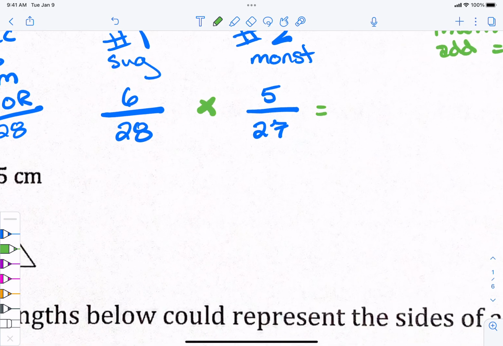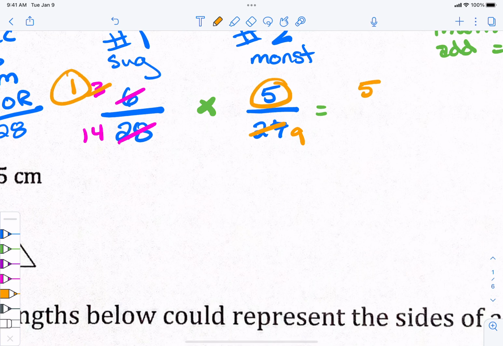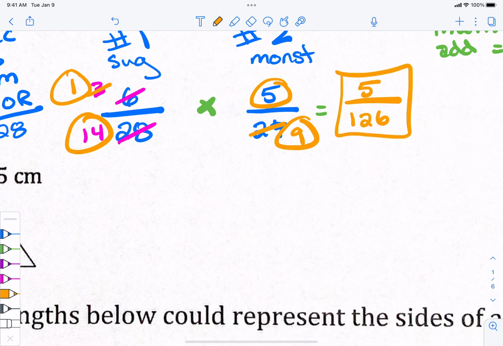All right. Now before I multiply, one of these reduces. 6 and 28 reduces. This would be 3 and 14 if I divide by 2. Also 3 and 27 reduce, 1 and 9. I can cross reduce like that, right? Anything else reduce? No. So I take 1 times 5, which is 5, and I take 14 times 9. It would be 90 plus 36, 126. So 5 out of 126 is my chances of that happening.